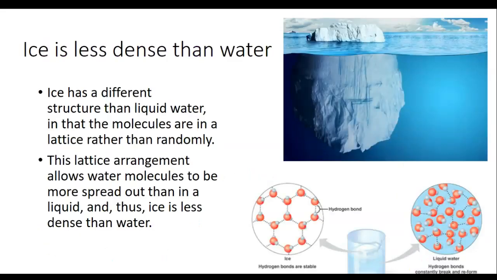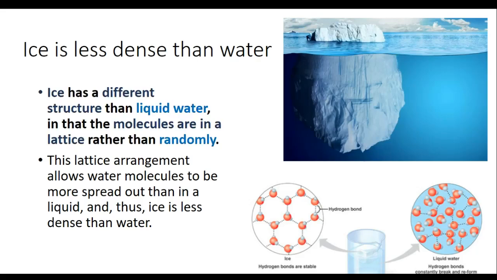So something that we just spoke about in terms of ordering those materials from least dense to most dense was the fact that ice is less dense than water, and it's something that most people are not aware of. They mostly think that ice is more dense than water because it is a solid compared to a liquid. Okay, but ice has a different structure than liquid water. That structure is that the molecules are in a lattice, rather than the molecules being randomly arranged within the liquid.